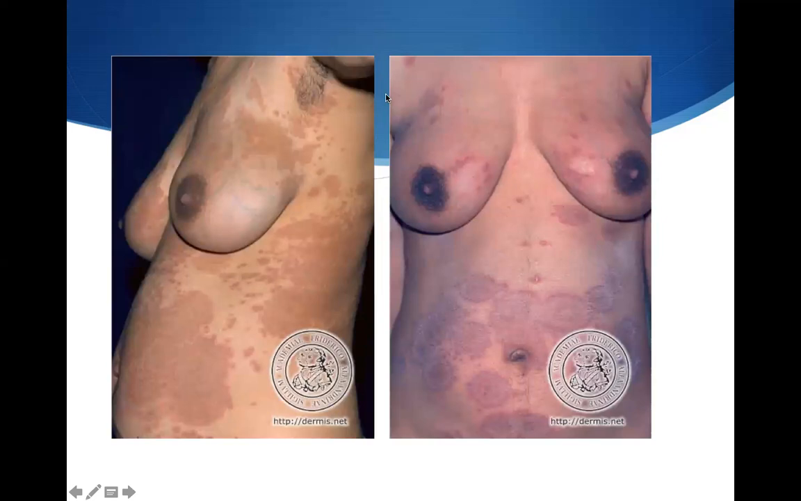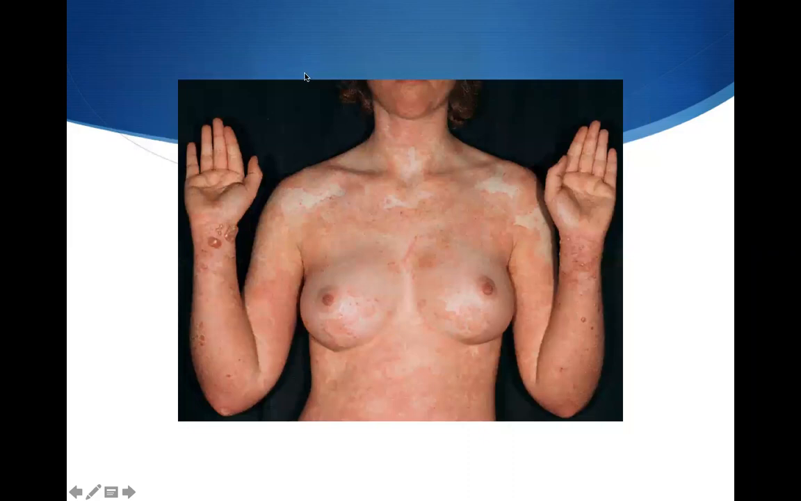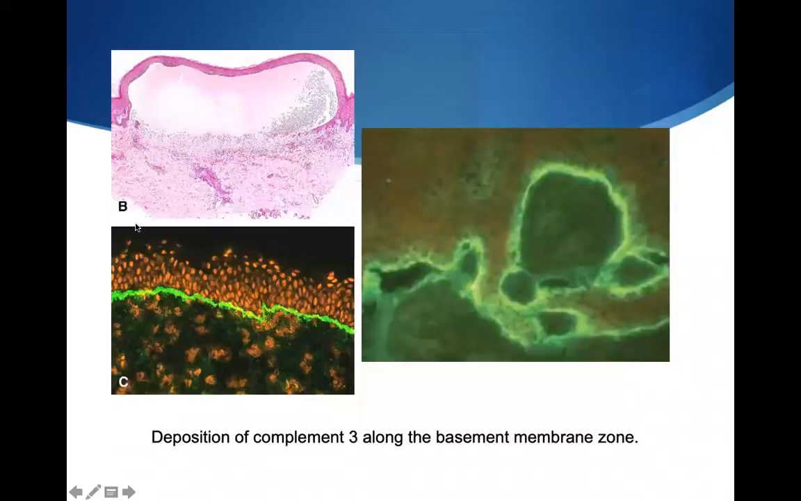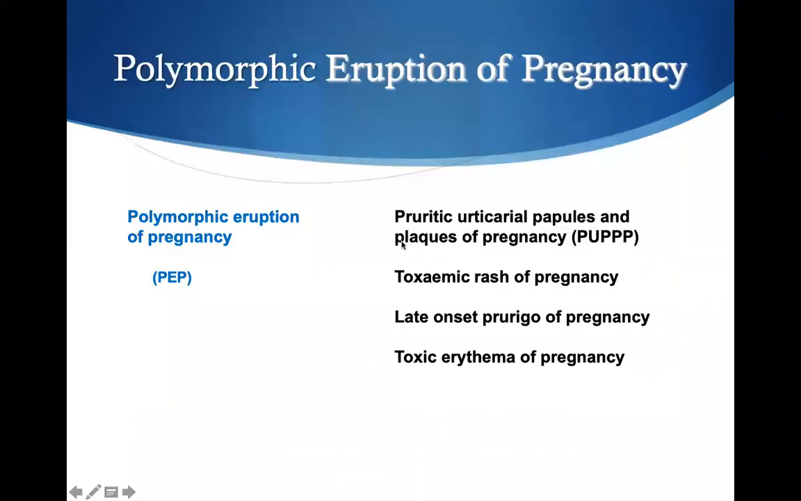Just late in the disease presentation, you'll get sort of confluence of the individual vesicles. Next slide. But again, just the bullous formation is what's characteristic and can help you distinguish this from other dermatoses of pregnancy. Next slide. Here's an example of just a gross specimen under microscopy, and then you see the immunofluorescence staining to complement 3 along the basement membrane. That's the hallmark of making the diagnosis.